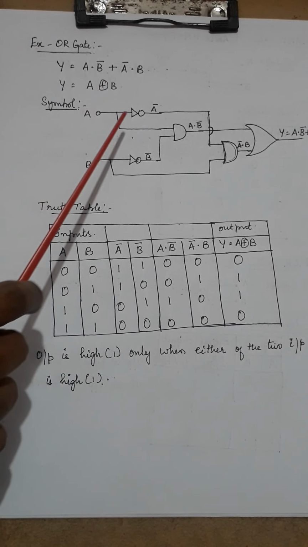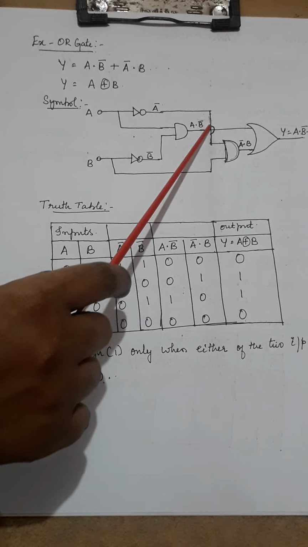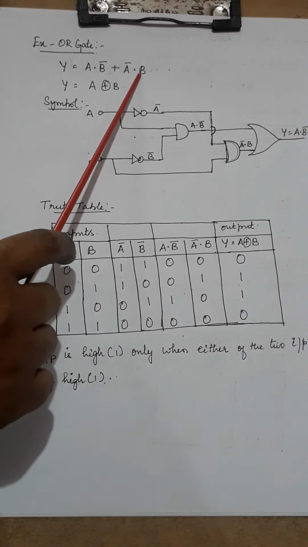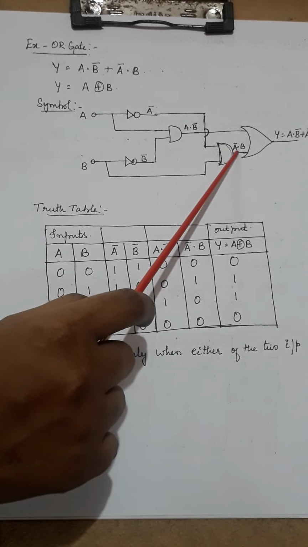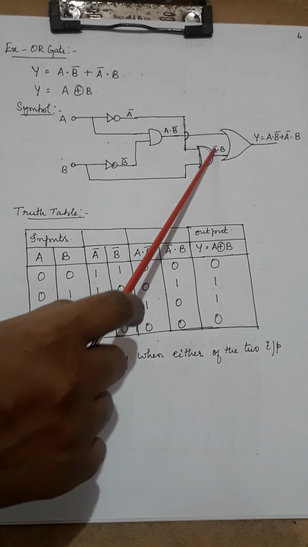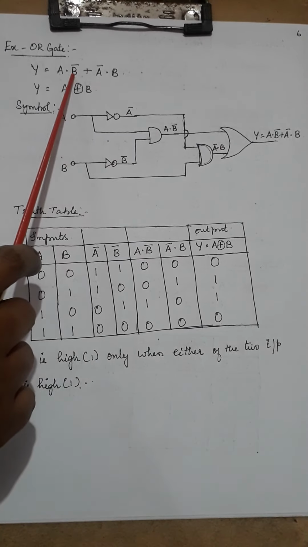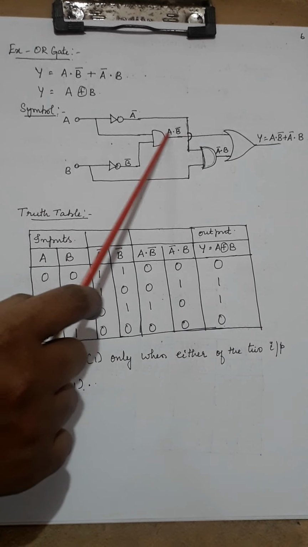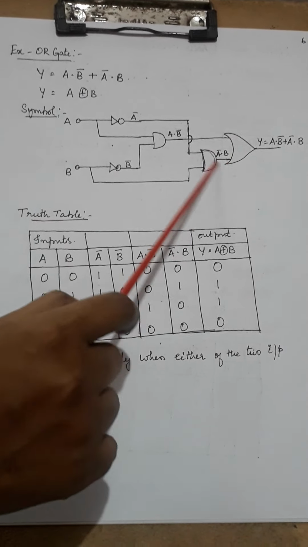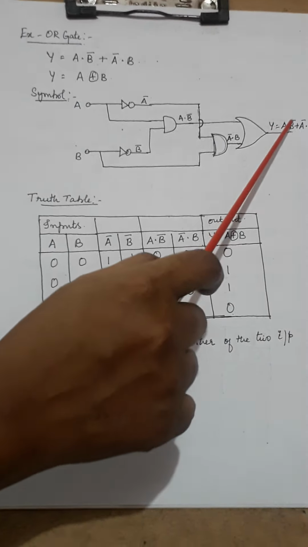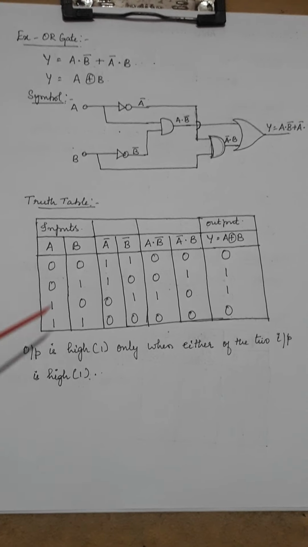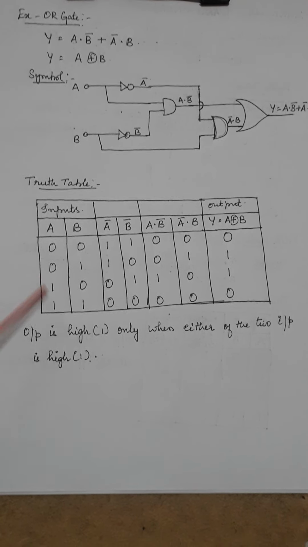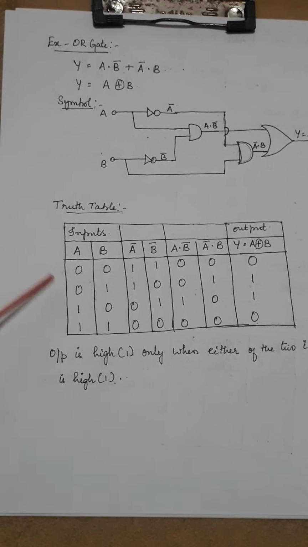But the next one says A complement dot B. So what should I do? From the A complement, one input is taken. Then from B, before complementing B, I have taken the other, and both are given to an AND gate, which gives A complement dot B. But I have here an OR. So both the outputs are taken and given to an OR gate, and then the output is drawn here. Y is equal to A dot B complement plus A complement dot B. Now moving on to the truth table, how it is computed, how it is calculated.